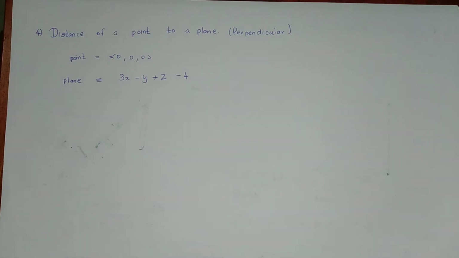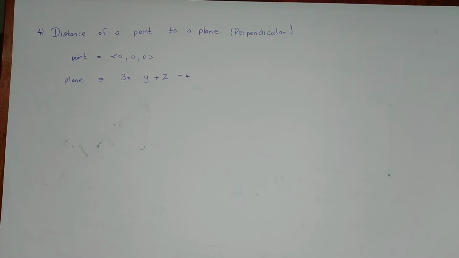Here they have given the coordinates of the point, 0, 0, 0, which simply means it's the origin, O. And the plane's equation they have given us is 3x minus y plus z minus 4. So the question is, how are we going to find the perpendicular distance from that point to this plane?